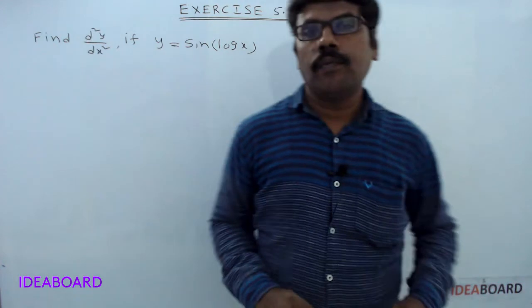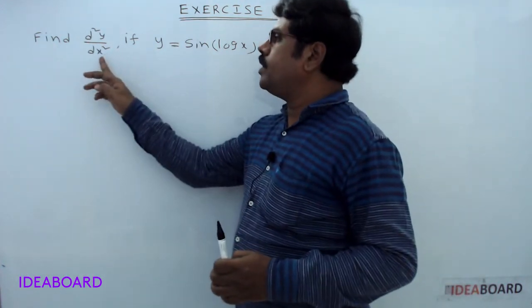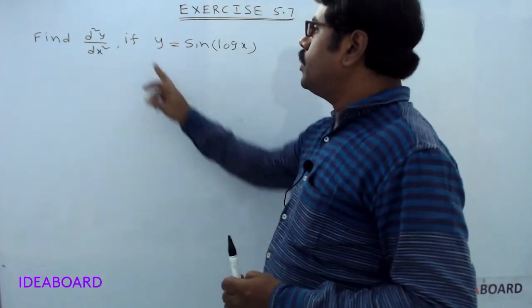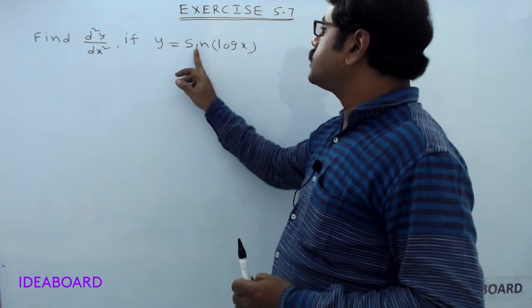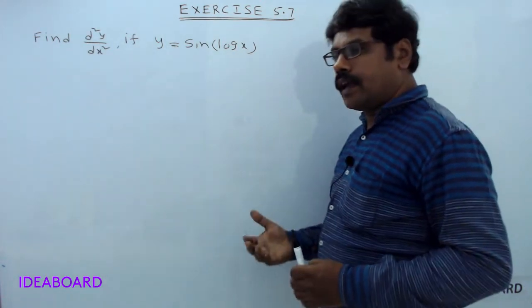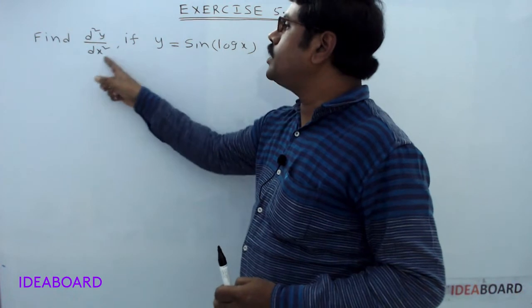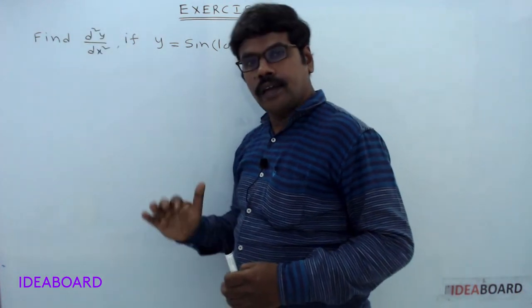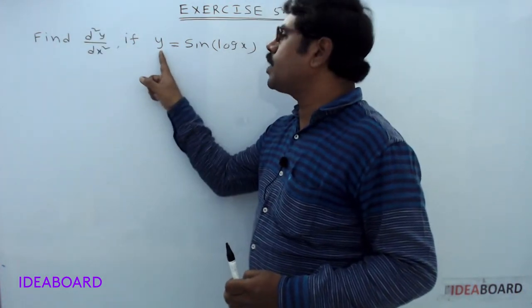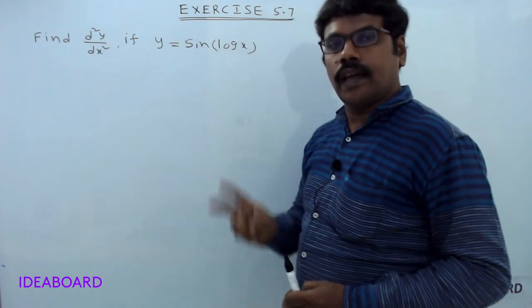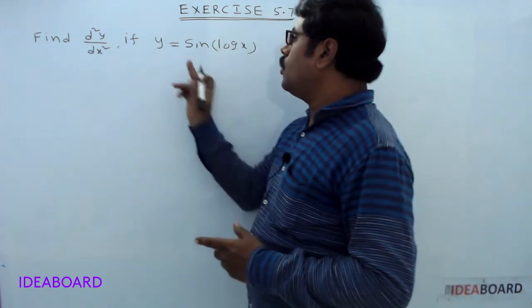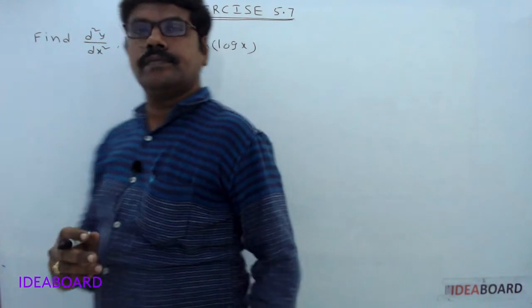Now come to the next problem. Find d square y by dx square if y equals sine of log x. Again we need the value of d square y by dx square. It means differentiate the function y with respect to x 2 times. Now first write down the given equation.